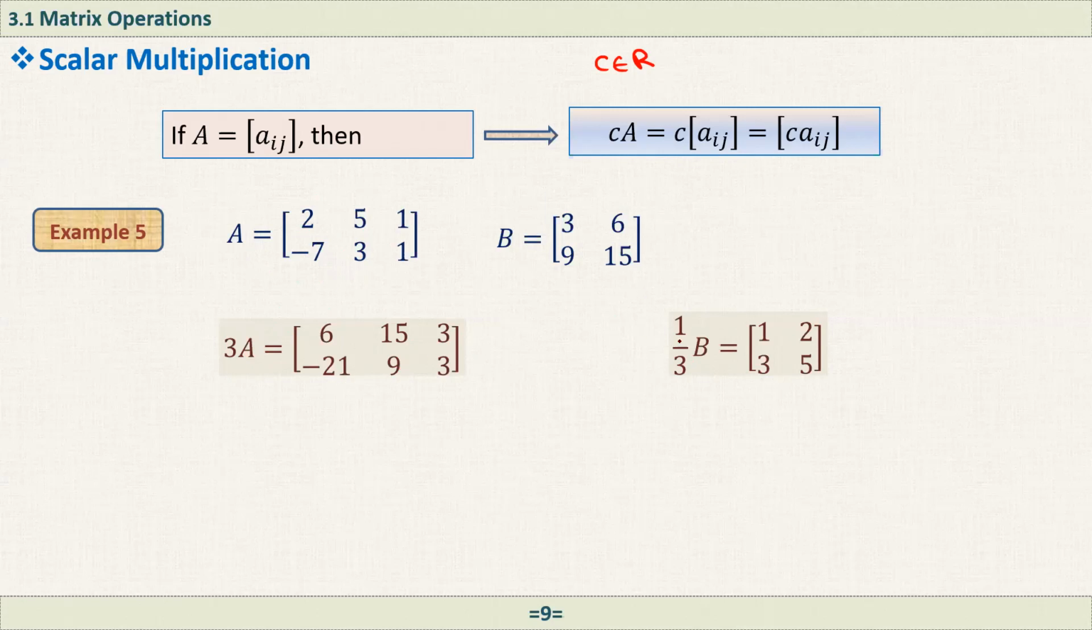In the same way, how about if we need to multiply matrix B by 1 over 3? We should multiply each entry by 1 over 3. 1 over 3 times 3 equals 1. 1 over 3 times 6 equals 2. 1 over 3 times 9 equals 3. 1 over 3 times 15 equals 5. This is how we multiply a matrix by a scalar.